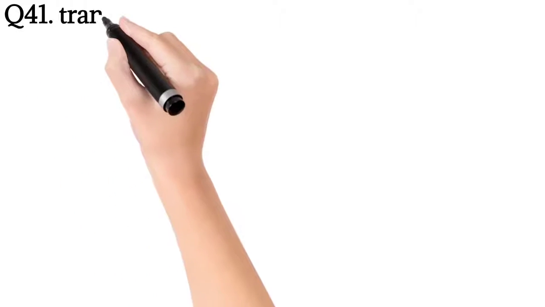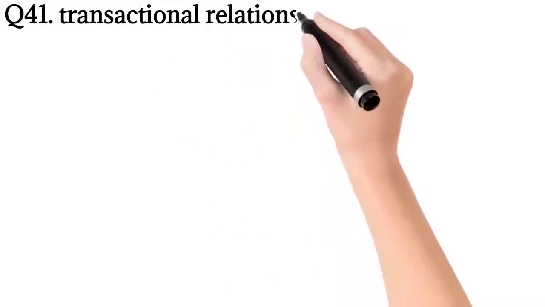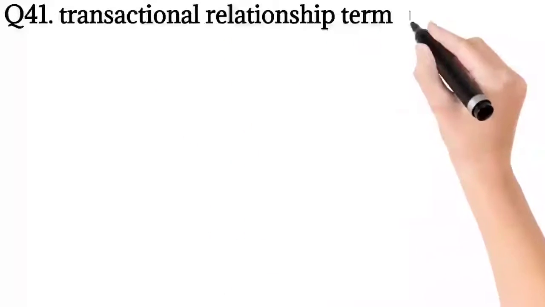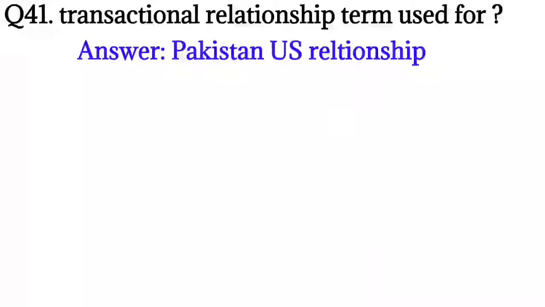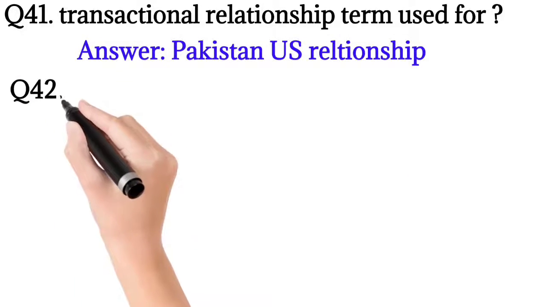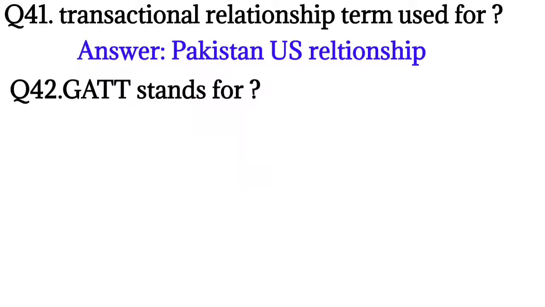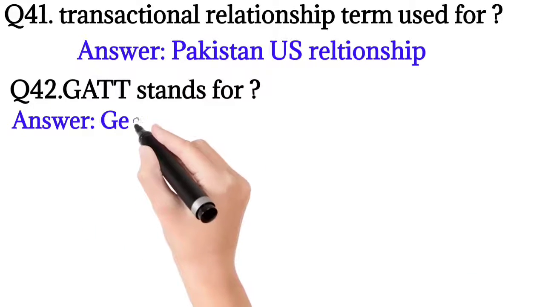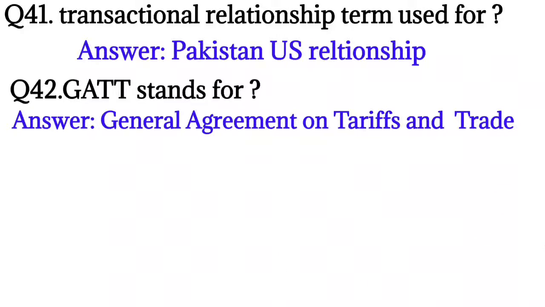Question number 41. Transitional relationship term used for. So the answer is Pakistan-US relationship. Question number 42. GATT stands for. So the answer is General Agreement on Tariffs and Trade.